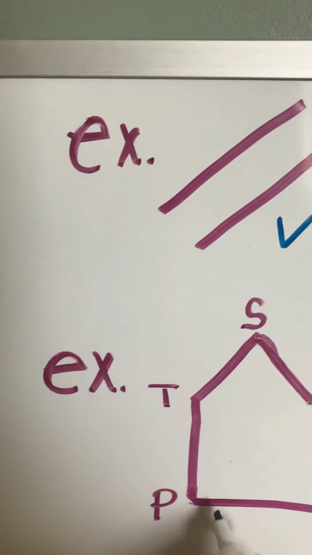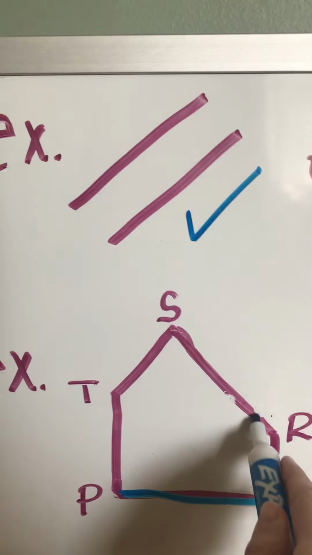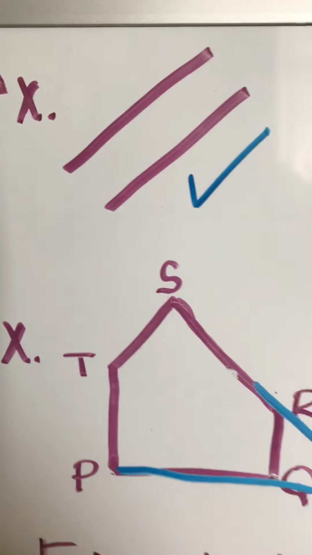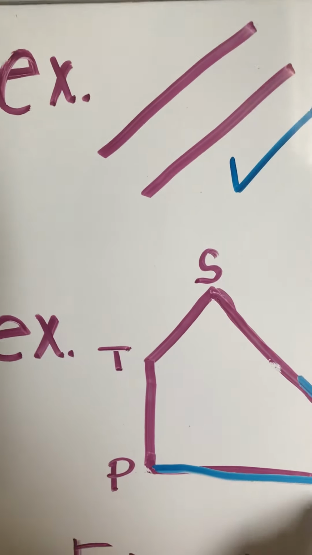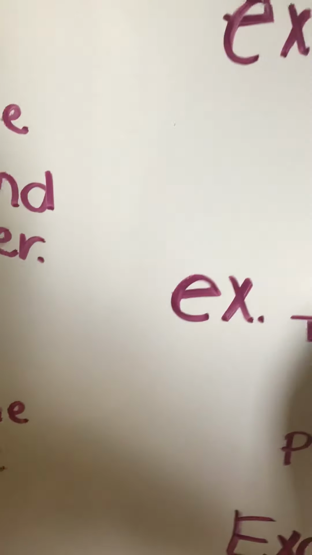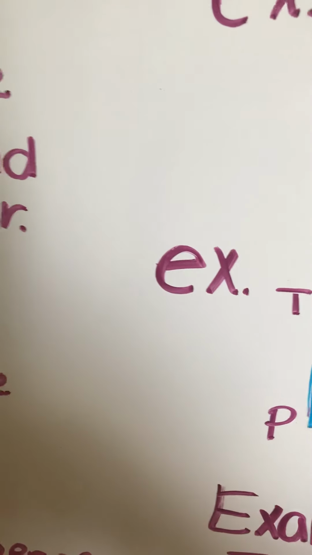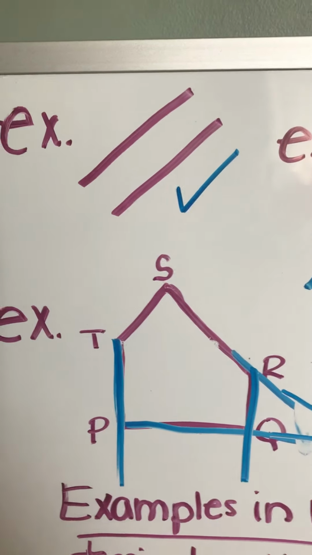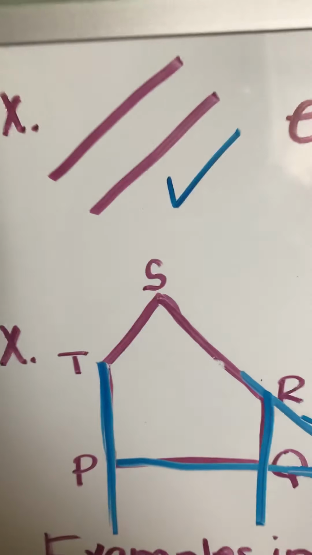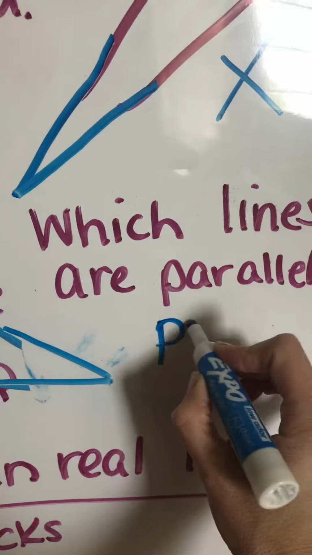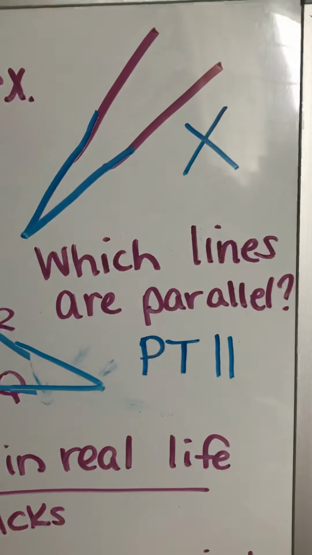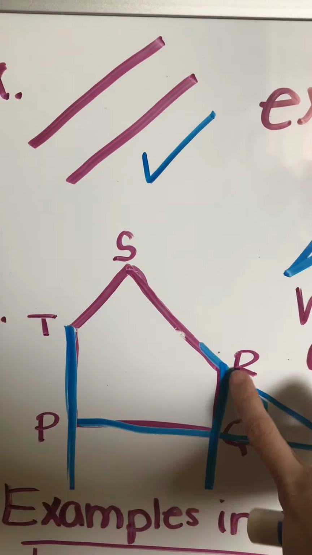But what ends up happening is it eventually runs together. So we can't use that one. Okay, I can leave that on there. All right, what about this one right here and this one? If we extend those lines, they're not going to touch, so that would be a good one. So let's go ahead and write that one down. So we have PT, so this line is parallel to this one right here, QR.